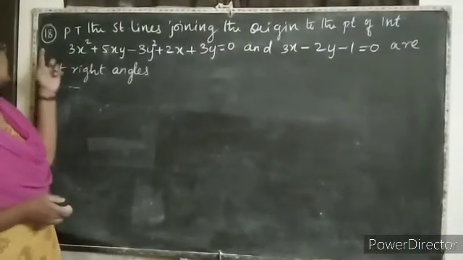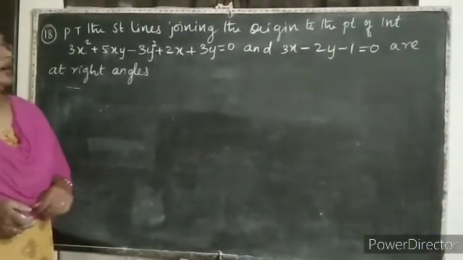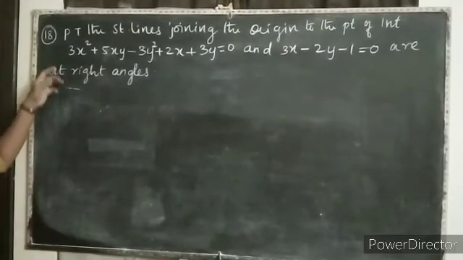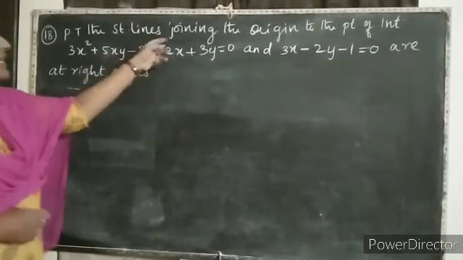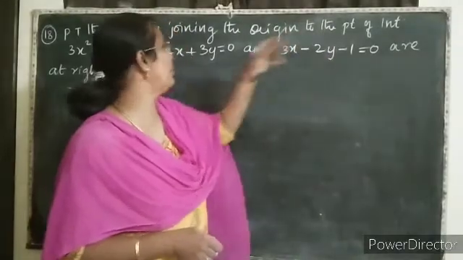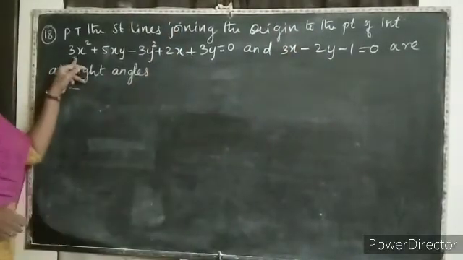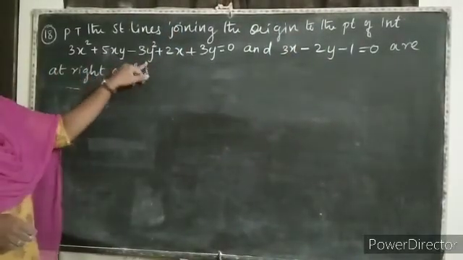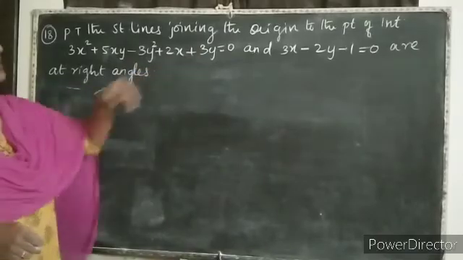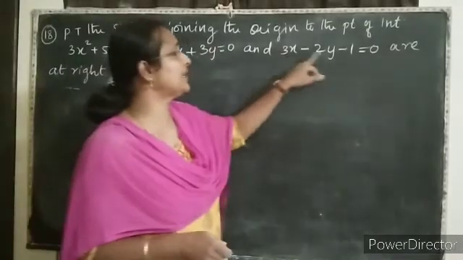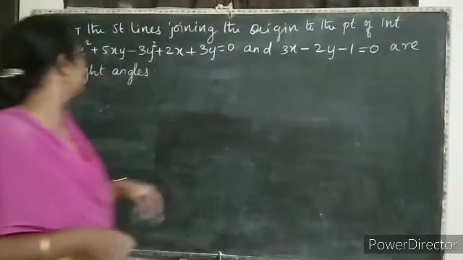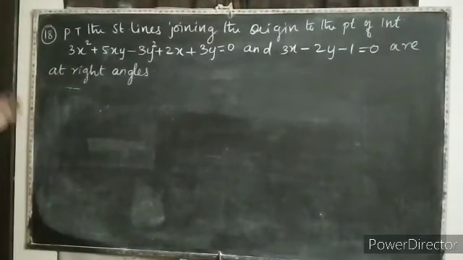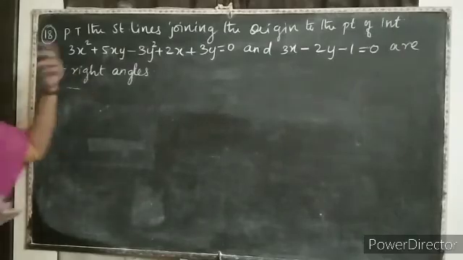Okay students, let's discuss the 18th sum now. Very simple sum. Look into this. Prove that the straight lines joining the origin to the point of intersection 3x squared plus 5xy minus 3y squared plus 2x plus 3y equal to 0 and 3x minus 2y minus 1 equal to 0 are at right angles. Now these lines are intersecting at right angles. So right angles we already know.